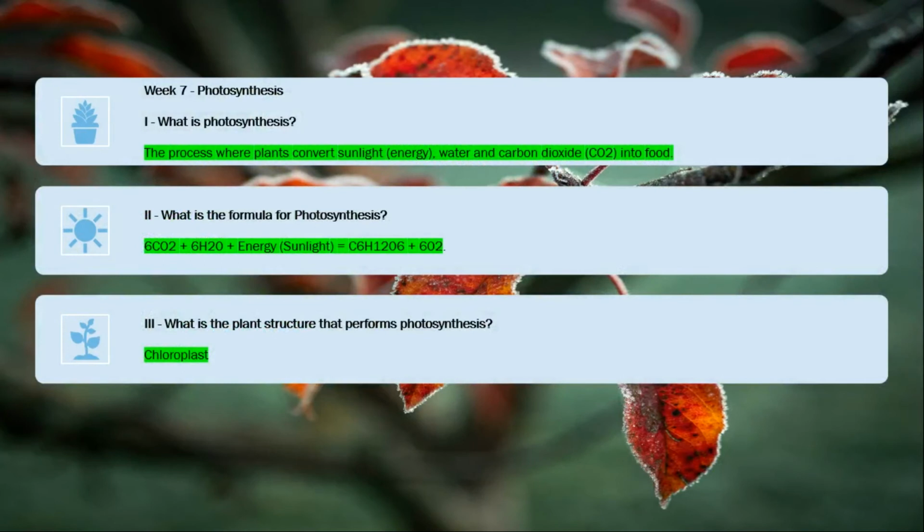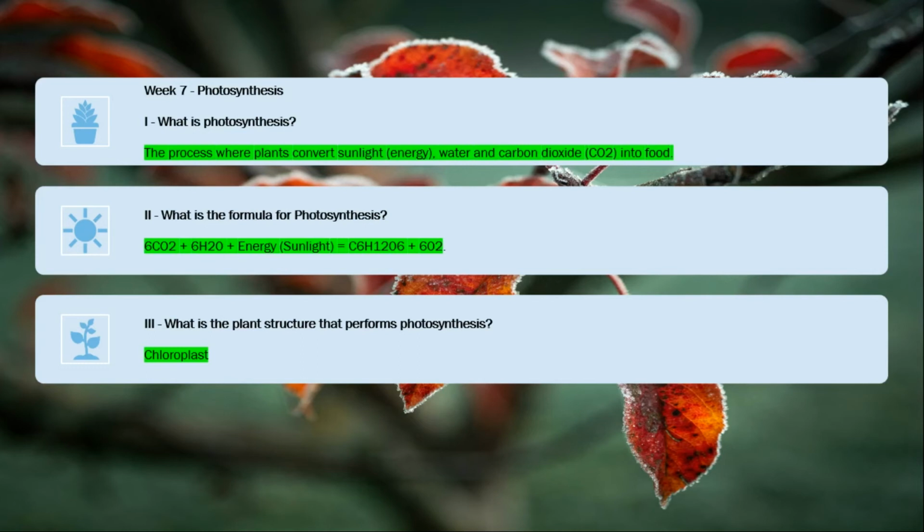Now, photosynthesis is the process that plants go through to convert sunlight, water, and carbon dioxide into food. So they're doing the opposite of what animal cells are doing. Animal cells are breaking the food down. Plant cells are making food in the process of photosynthesis.